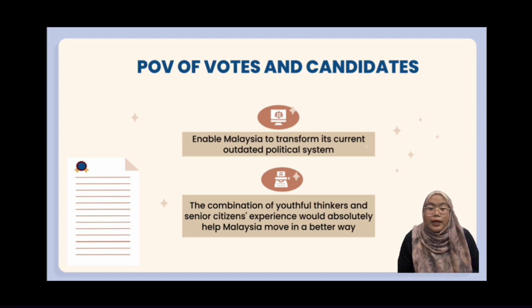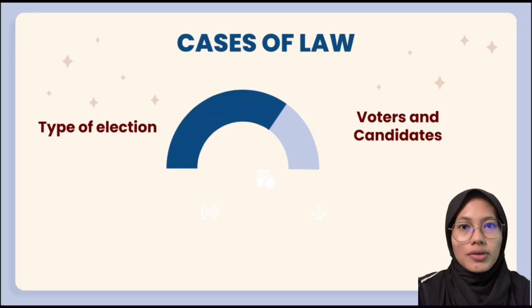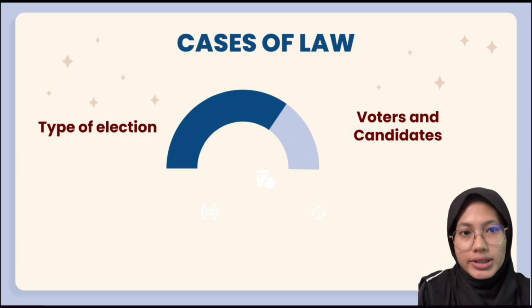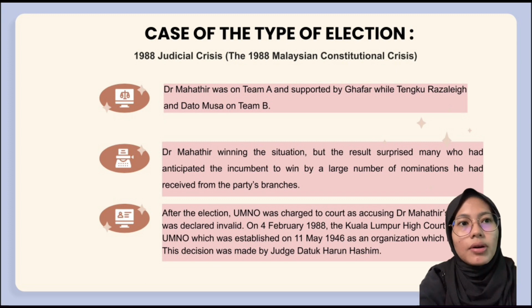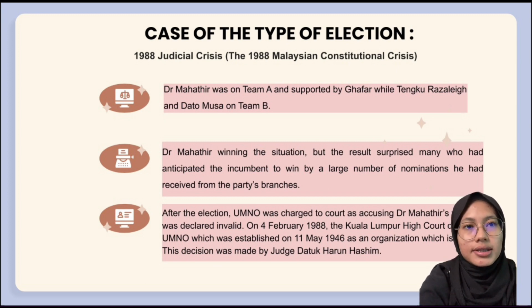There are two examples, of which the first one is about the type of election and the second one is about voters and candidates. The basis of the type of election is all about the 1988 judicial crisis, or what we call the 1988 Malaysian constitutional crisis. In the 1987 election, the crisis started when it involved the election of the president of UMNO, the United Malays National Organisation, which is the dominant political party of the Barisan Nasional in Malaysia.